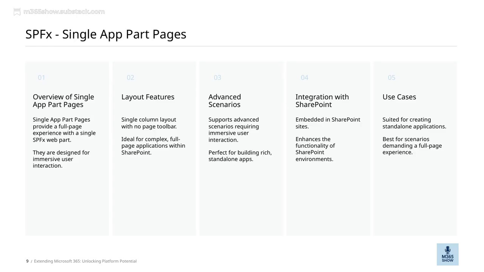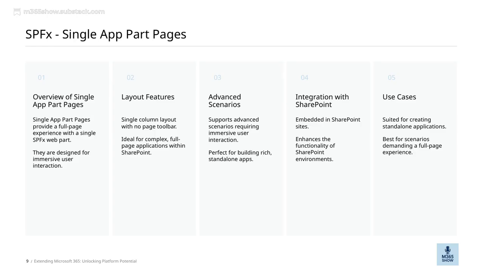When it comes to layout features, single app part pages typically use a single column layout without a page toolbar, keeping the focus entirely on your app. This setup is especially useful for complex, full-page applications where you want to minimize distractions and maximize usability. Overall, these pages are a powerful way to extend SharePoint's capabilities, offering immersive, standalone experiences that support advanced scenarios requiring deep user interaction.